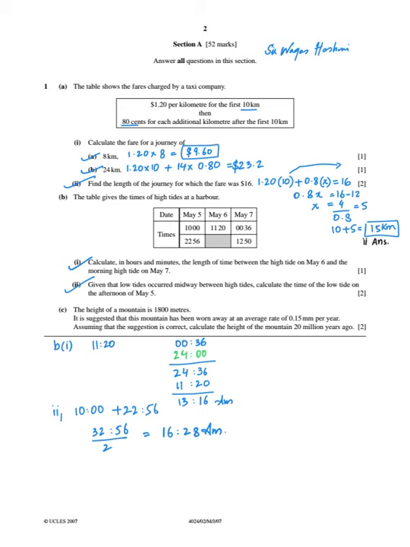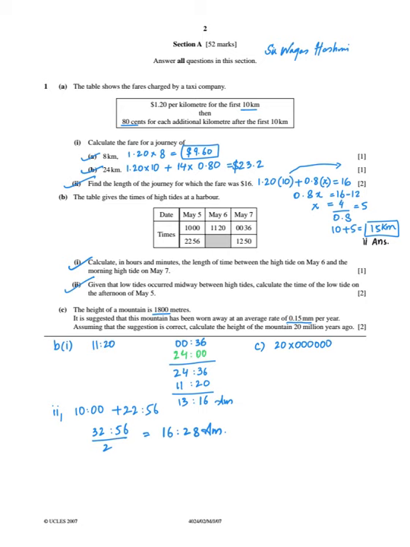For part C, the height of a mountain is 1800 meters. It is suggested that this mountain has been worn away at an average rate of 0.15 millimeters per year. Assuming that the suggestion is correct, calculate the height of the mountain 20 million years ago. So firstly, what I will do, 20 million means 20, and then we need to add 6 zeros: 1, 2, 3, 4, 5, 6, right?